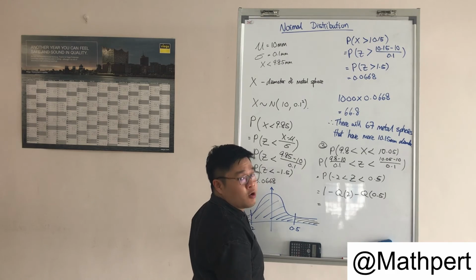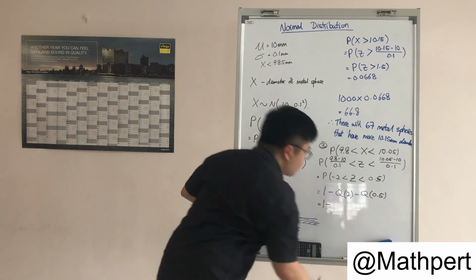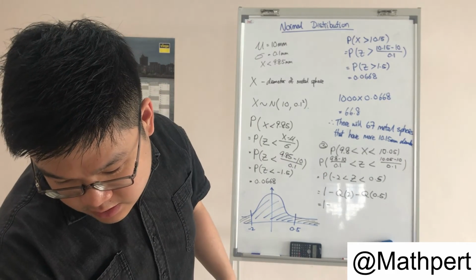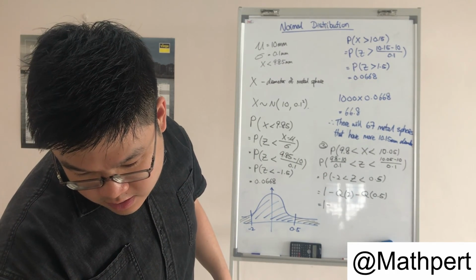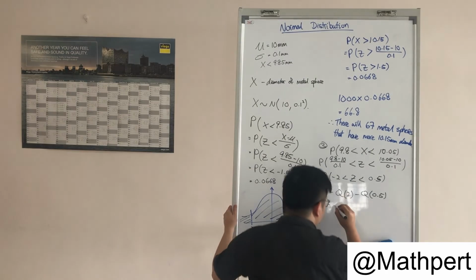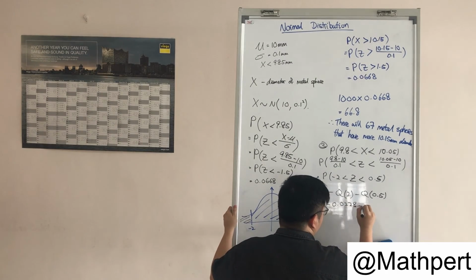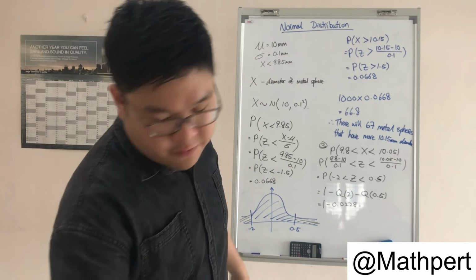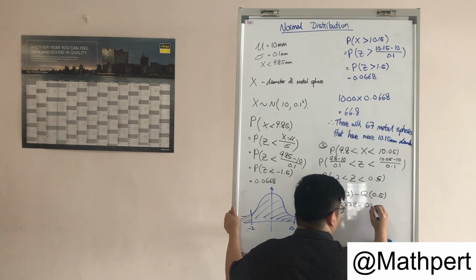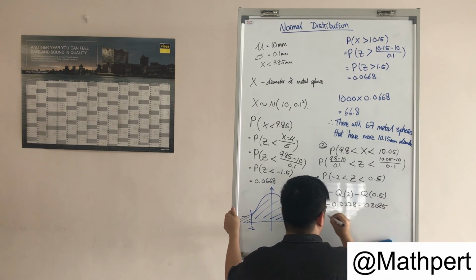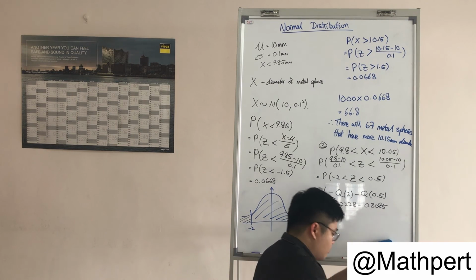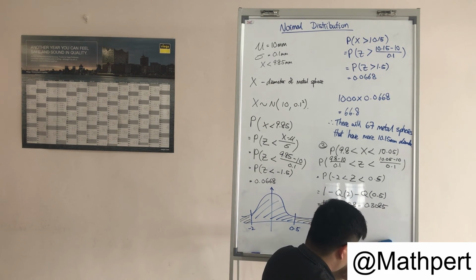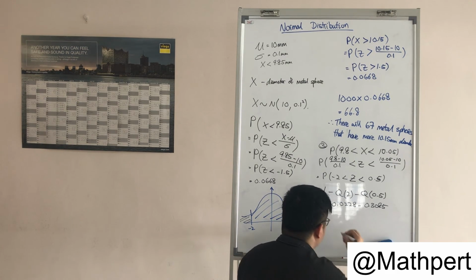Referring to the standard normal distribution table, we get Q(2) is 0.0228, and Q(0.5) is 0.3085. Okay? So 1 minus 0.0228 minus 0.3085.